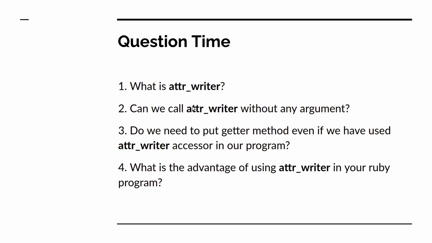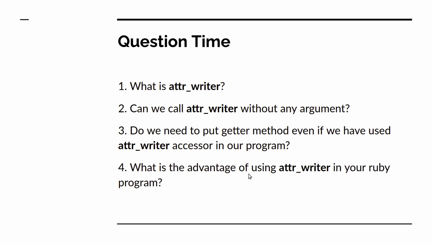Now, can we call attribute writer without any argument? No, we cannot. Do we need to put a getter method even if we have used the attribute writer accessor in our program? It depends. If you only want to set your attributes and don't want to get them, then you don't have to write getter methods or the attribute reader method. But if you want to set the attribute values as well as get the attribute values, then you need to write getter methods.